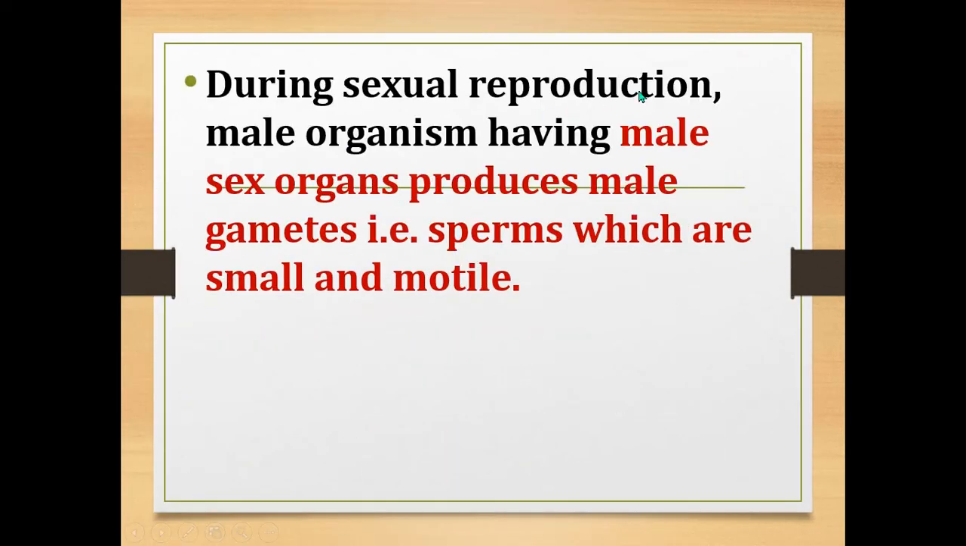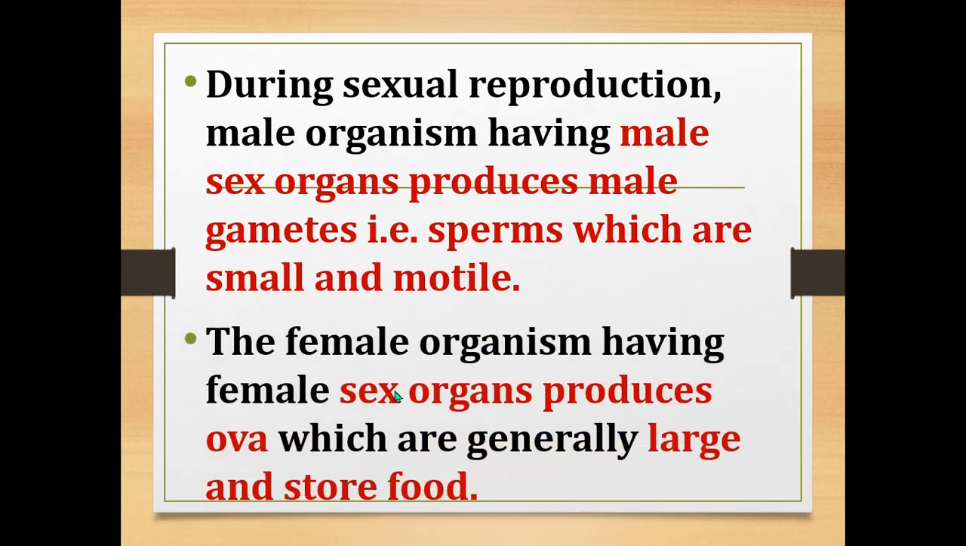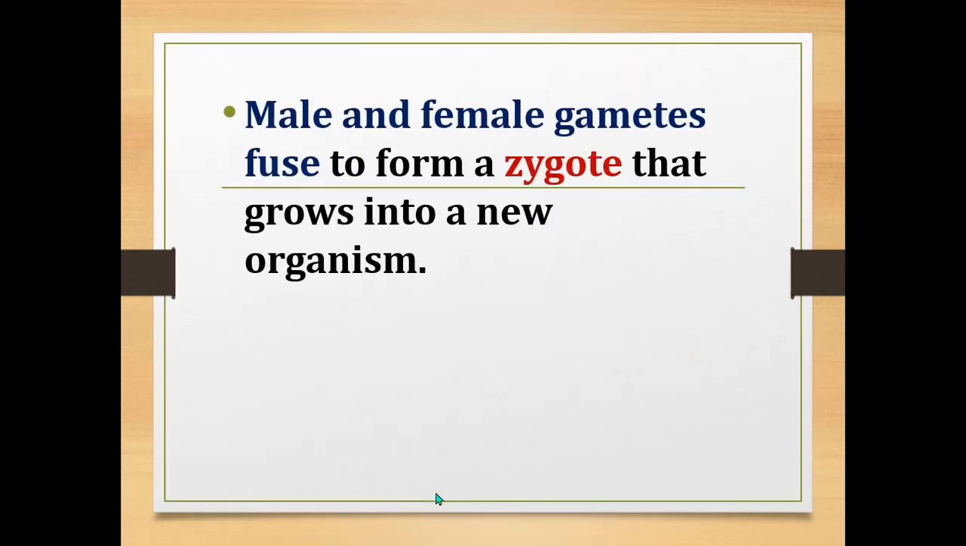During sexual reproduction, the male organism has male sex organs which produce male gametes. Female organisms produce female gametes, which are called ova, and are generally large and store food. These male and female gametes fuse and form a zygote which grows into a new organism.